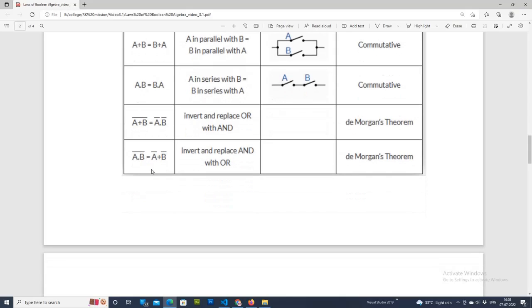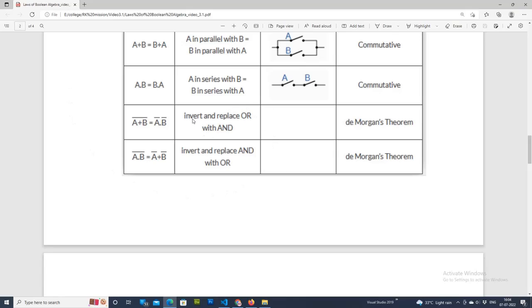Okay, now let's move on to the next: invert and replace OR with AND. So we have an OR gate which we are replacing with AND. So (A plus B) whole bar, we are replacing with A bar and B bar. Here we invert and replace AND with OR. Here we are replacing the AND gate with an OR gate. So (A dot B) whole bar equals A bar plus B bar.